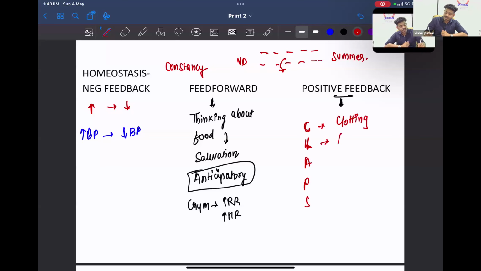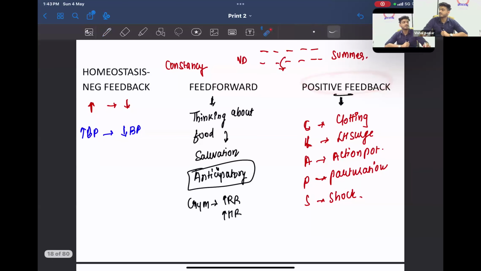Clotting will be there. L4, LH surge. A4, action potential. P4, parturition. And S4, shock. All these things are going to show you which kind of mechanism. This is going to show you positive feedback. Positive feedback means activation of something will lead to further activation of something, right?